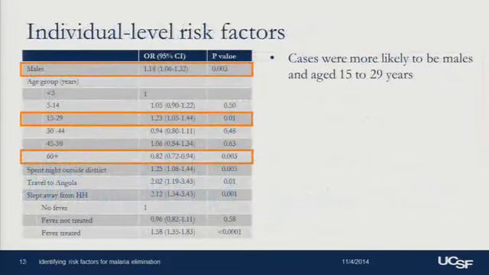So a number of individual and household level risk factors came out of this analysis. We found that cases were more likely to be males aged 15 to 29 years. In contrast, cases were less likely to be aged 60 and over.